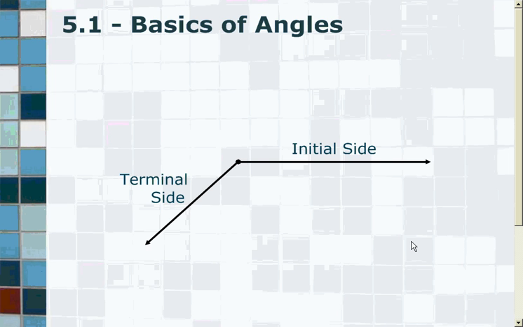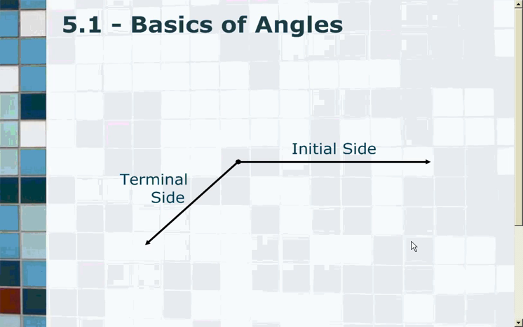Okay, anyway, moving on. 5.1 Basics of Angles. This is basically to go through and give you just some very basic background on how the terminology we'll be using works, a couple of very basic examples to give you a clue on some things, and then that's about it. So anyways, basics of angles.